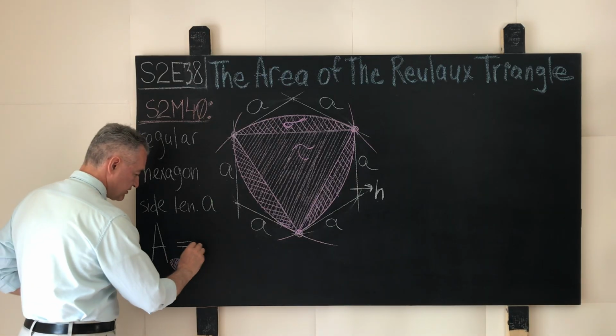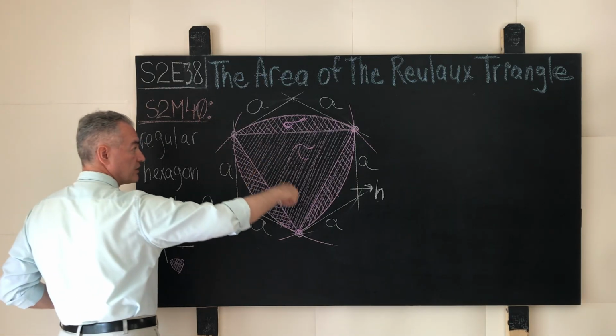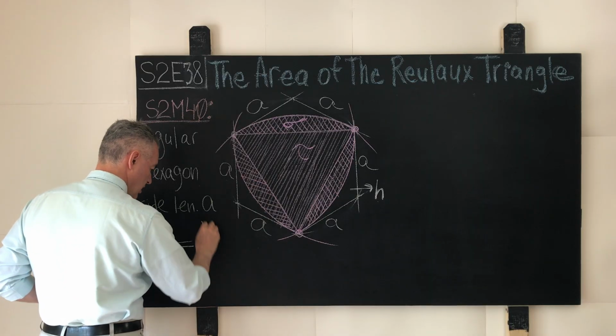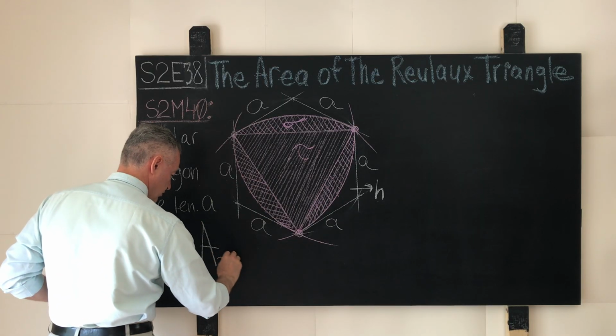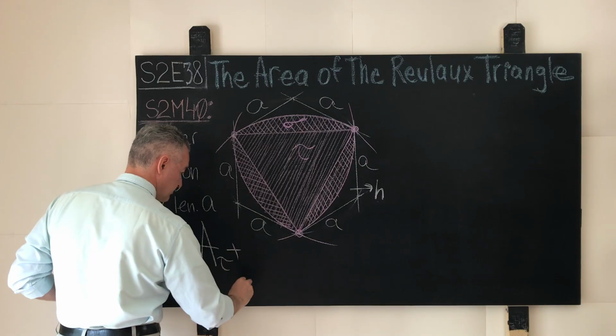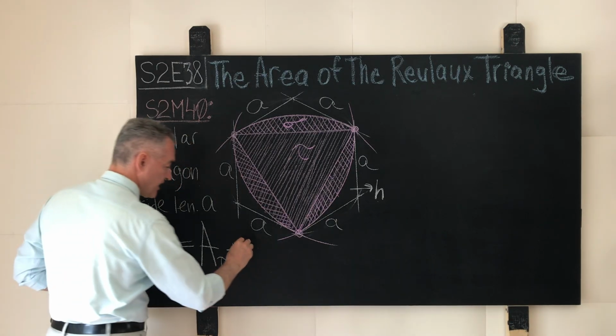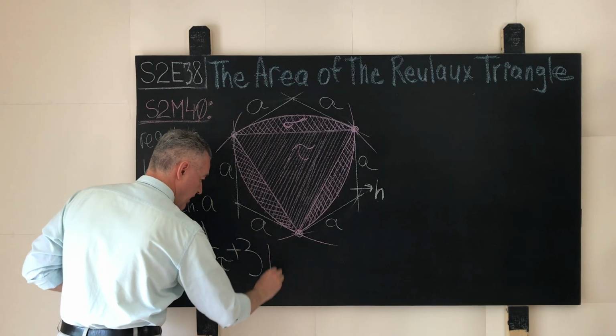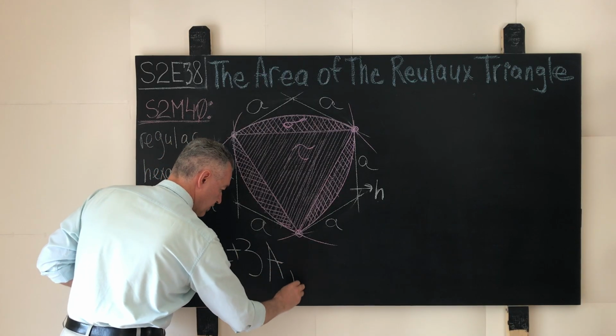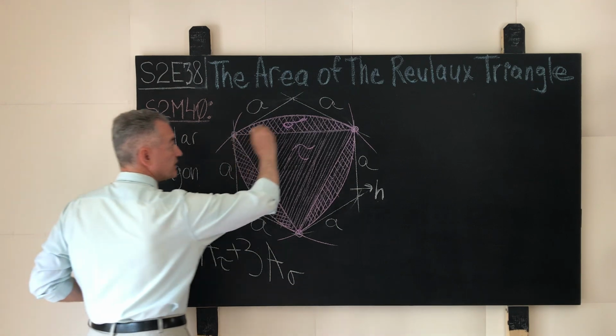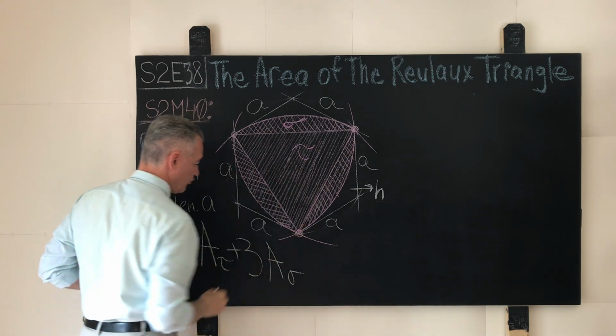Well, we can say that this area is equal to the area of the triangle tau, plus, I'll write it, well, let's say over here, plus what? Plus 3 areas of the circular segment sigma, shown over here.